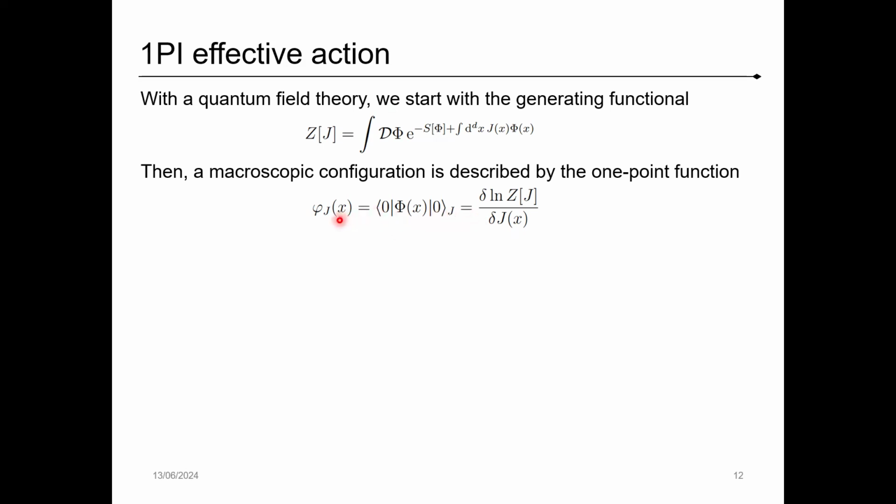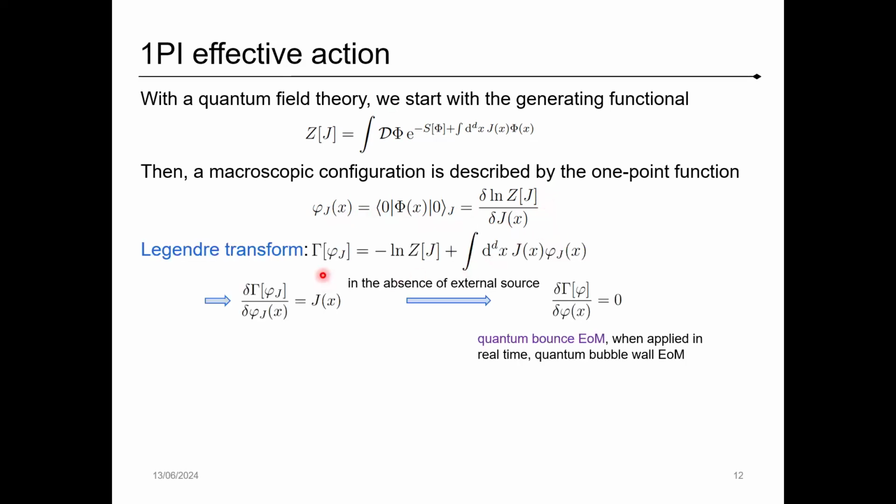In the end, if there's no external source, you will take J to be 0. So with the partition function, you just take the Legendre transform and then you get the effective action. From this definition, you can see that if you take the functional derivative of the effective action with respect to phi, then you get J on the right-hand side, right? In the absence of the external source, you just take the right-hand side to be 0. So this is the equation of motion, the quantum equation of motion for the bounce.